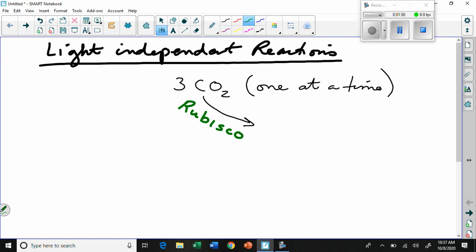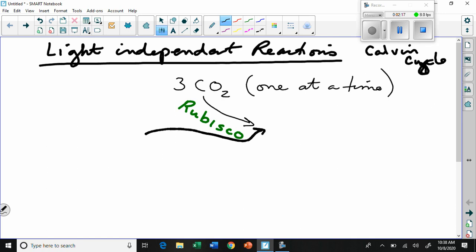And because this is a cycle, it's actually called the Calvin cycle, right? Maybe we'll put that up here. Calvin cycle. It's kind of like the Krebs cycle. Calvin was the guy that discovered it or identified it. And so it's a cycle. So there's another molecule that's coming in here.